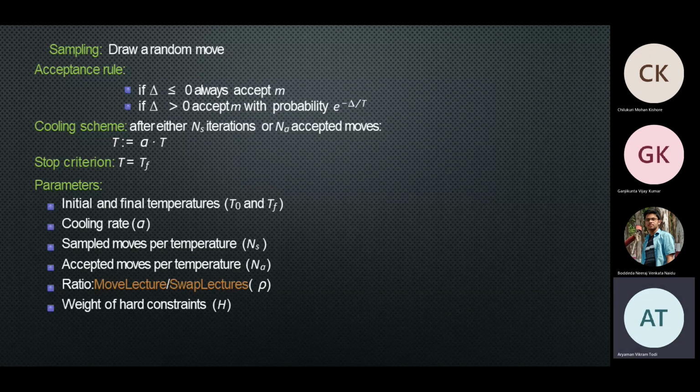The parameters T0 and Tf are the initial and final temperatures, alpha is the cooling rate, Ns is the number of moves per temperature, Na is the accepted moves per temperature, and rho is the ratio in our neighborhood function between moving lectures to another classroom or swapping. Each of these hard constraints has a weight, which is in a vector h. Over to you, Vijay.